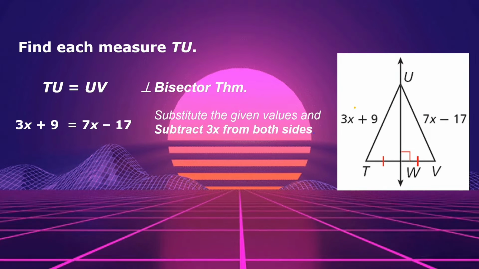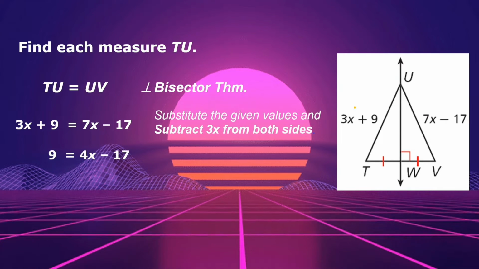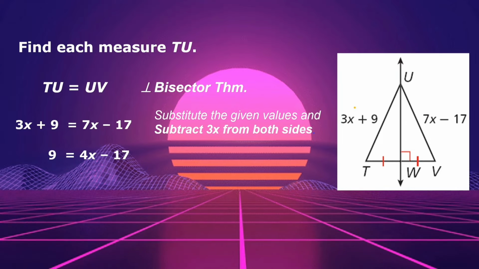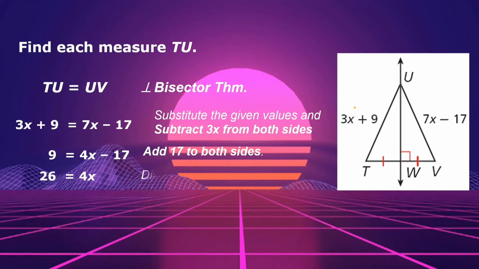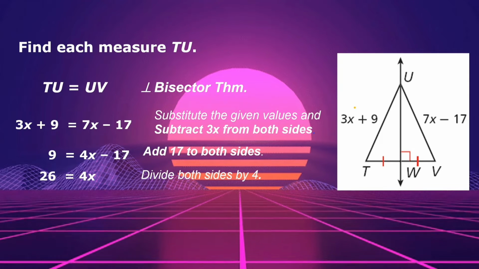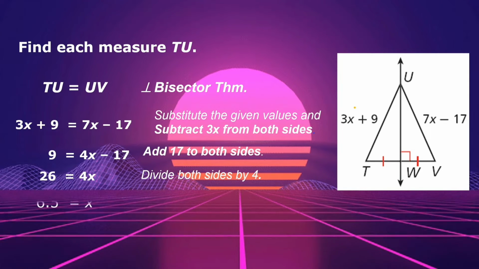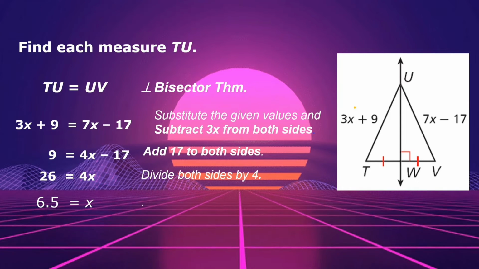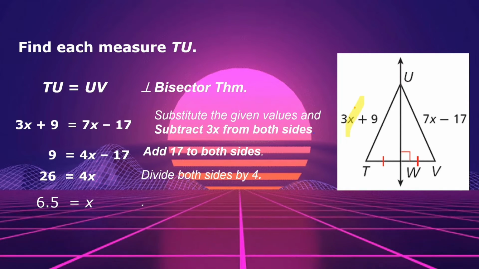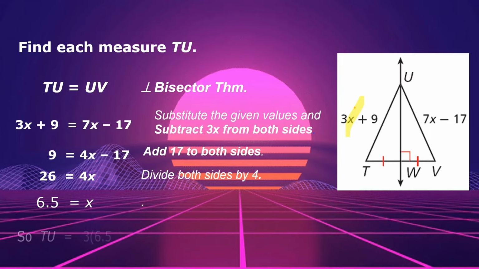So let's equate 3x plus 9 equals 7x minus 17. Simplify and solve the equation. So 9 equals 4x minus 17. Add 17 to each side. So 26 will be equal to 4x, divided by 4. So x will be 6.5. Now replace x in TU. So it will be 28.5.